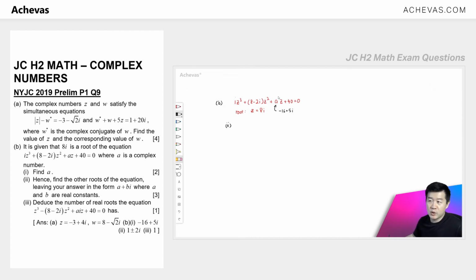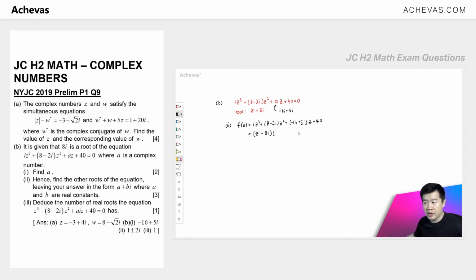From the previous part, we know that a is minus 16 plus 5i, which means that f(z) is going to be iz to the power of 3 plus 8 minus 2i z squared plus a, which is now minus 16 plus 5i, then z plus 40. And we can re-express this. This is a cubic polynomial, and we have one of the roots, that means z minus 8i is going to be one of the factors.